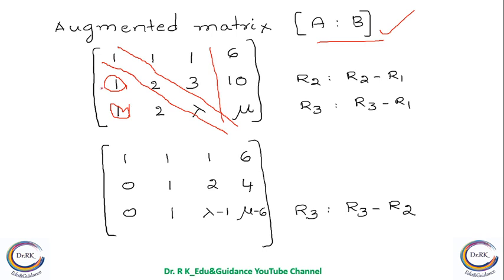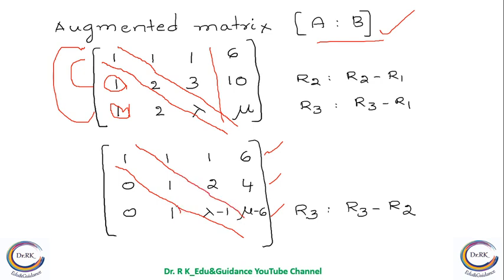Accordingly, we have to go for row operations. So R2 becomes R2 minus R1, and R3 becomes R3 minus R1. Then we got this. No change, no change. Next, whether we have arrived at echelon form, let us see. Still this entry is there, so we have to make this 0.